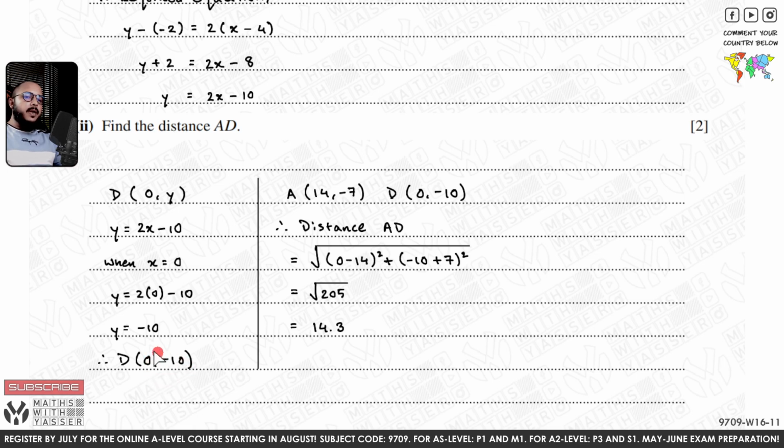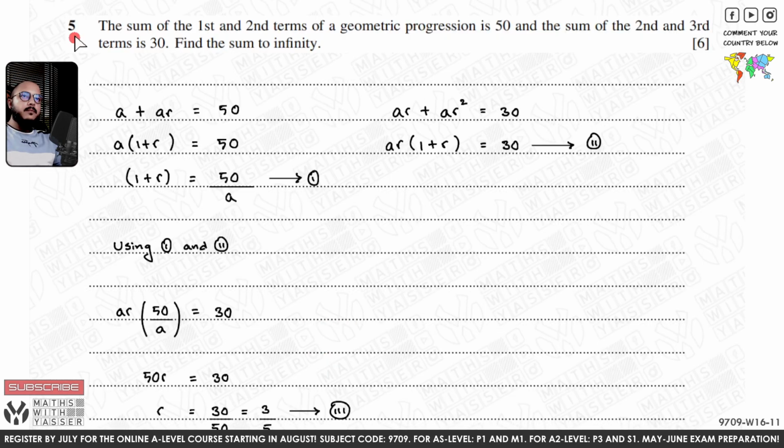So we have the coordinate of D, and we are already provided with the coordinate of point A. So now it is easier for us to figure out the distance. The distance AD will be the square root of (x2 minus x1) whole square plus (y2 minus y1) whole square, where it will be (0 minus 14) whole square plus (negative 10 plus 7) whole square. So that gives us square root of 205, which is 14.3.